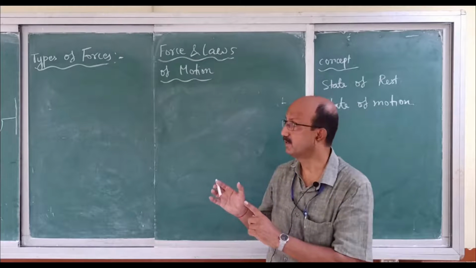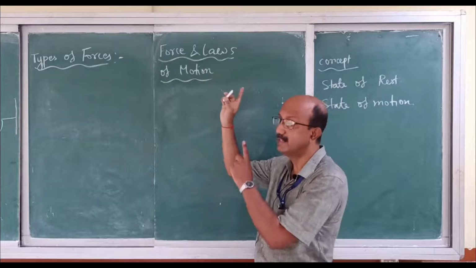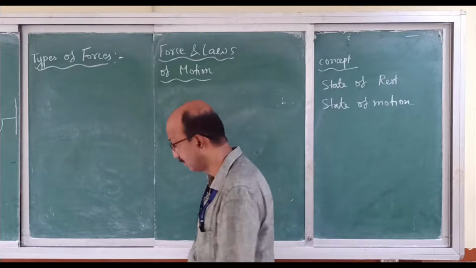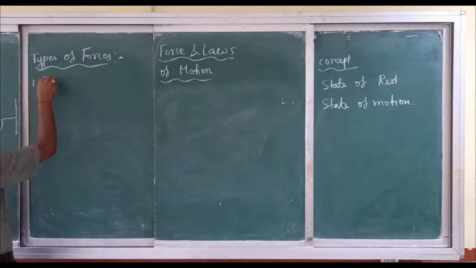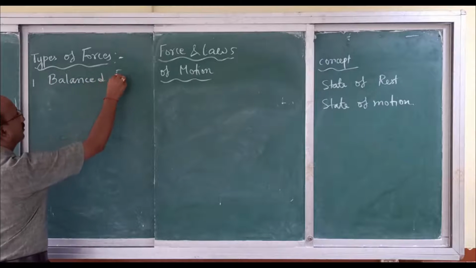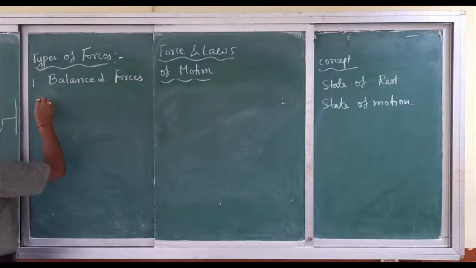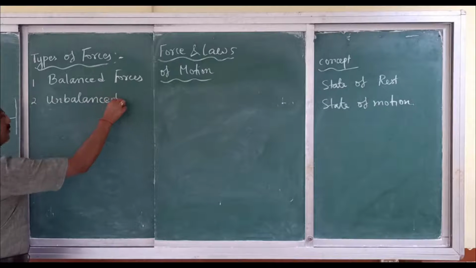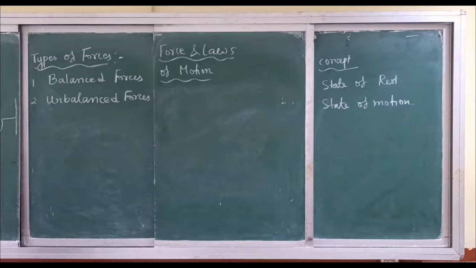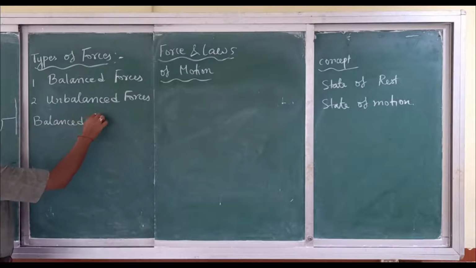But in this chapter, since we are discussing force and laws of motion, related to motion, the two types of forces that are closely associated are balanced forces and unbalanced forces. So these two things we'll study, balanced forces and unbalanced forces. Now let us see what are balanced forces.